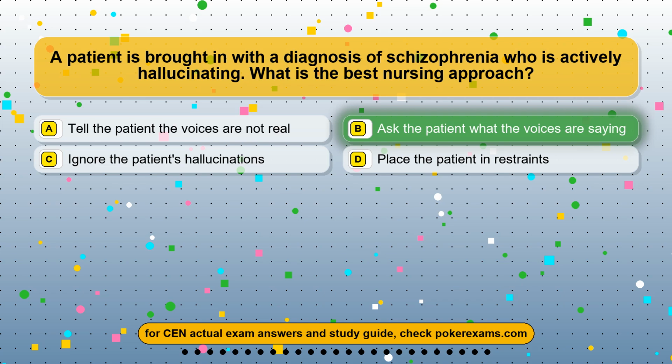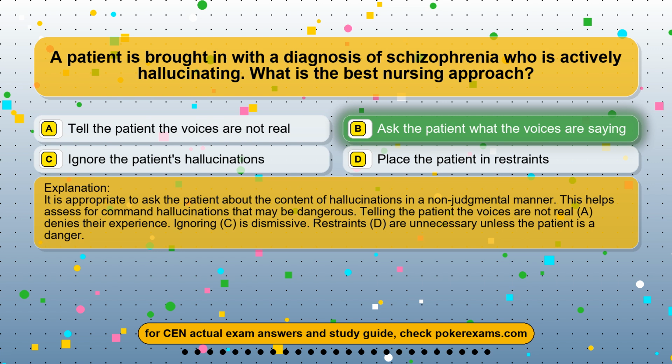The correct answer is option B. Ask the patient what the voices are saying. It is appropriate to ask the patient about the content of hallucinations in a non-judgmental manner. This helps assess for command hallucinations that may be dangerous. Telling the patient the voices are not real, A, denies their experience. Ignoring, C, is dismissive. Restraints, D, are unnecessary unless the patient is a danger.